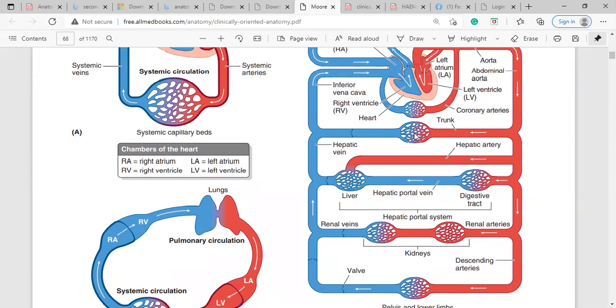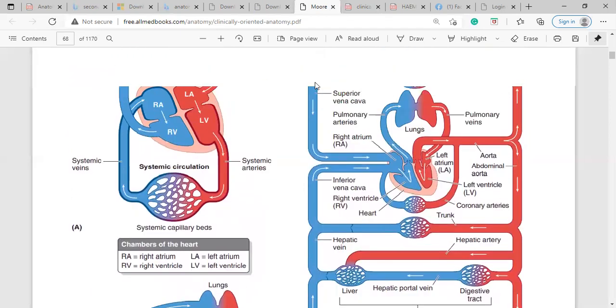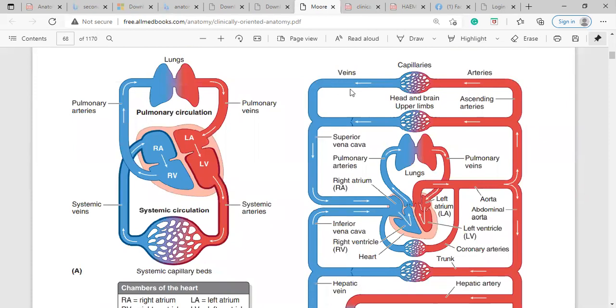Then we have some thoracic veins, and then all of these veins coming from the lower part of the body will all join and become the inferior vena cava, which is the largest vein coming from the lower part of the body. Then from the upper part of the body, we have the jugular vein.